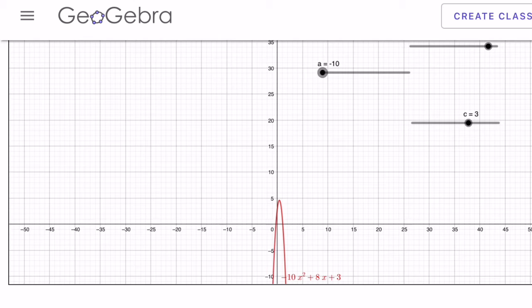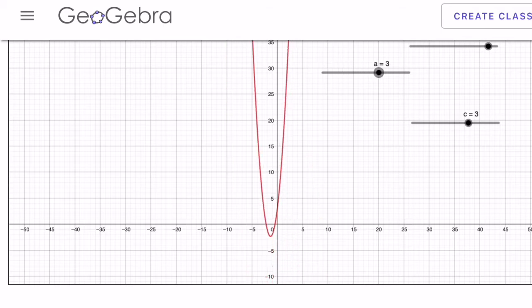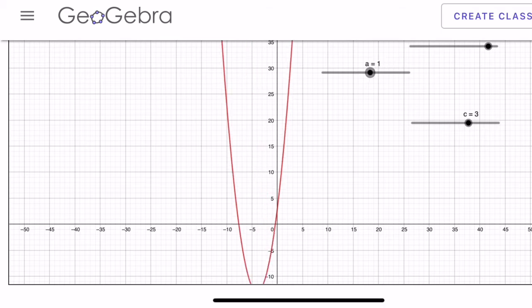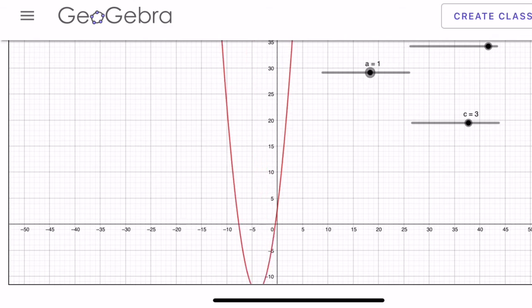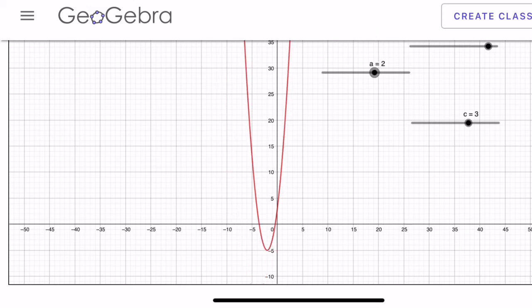Now I make it a U shape, like this. Make it a nice happy face. So this is positive. A is 3. I make it wider. A is 1. Now I make a equal to maybe 2. Okay, that's nice. Now I'm going to change the value of b.